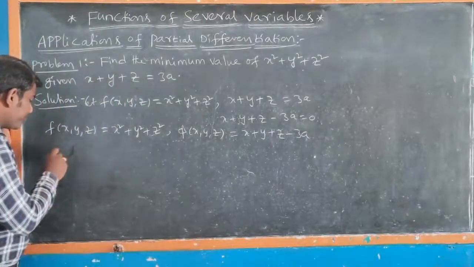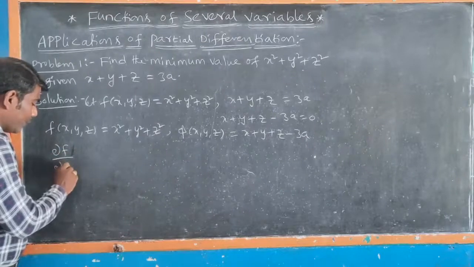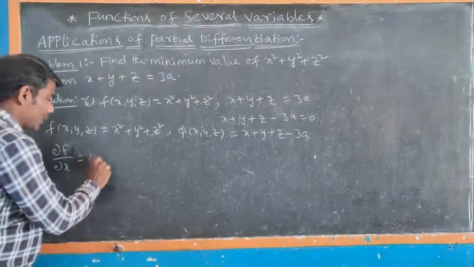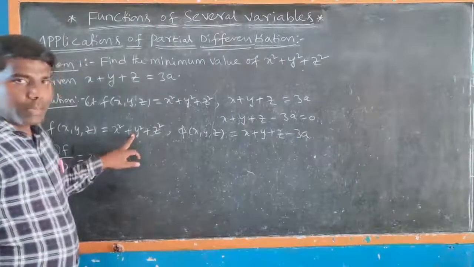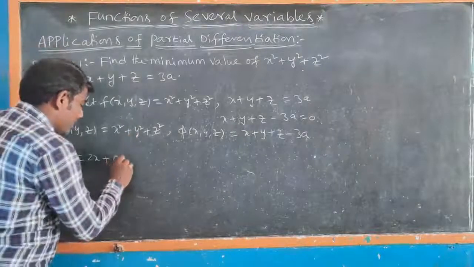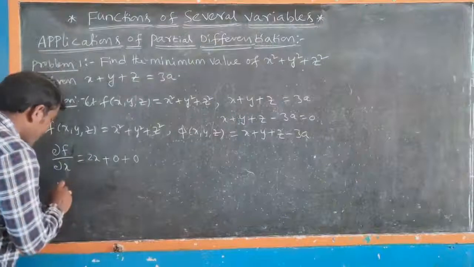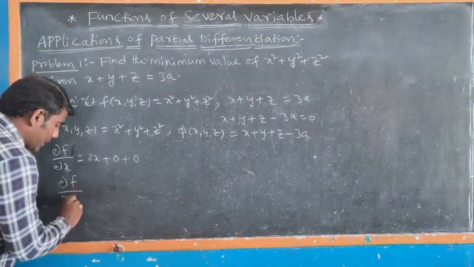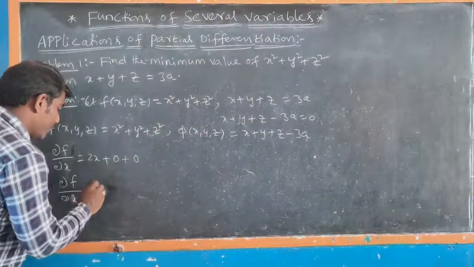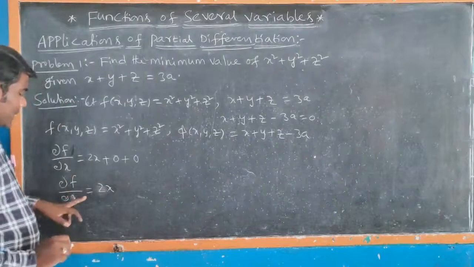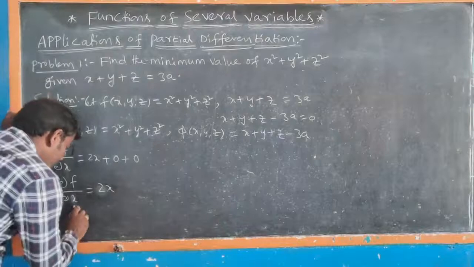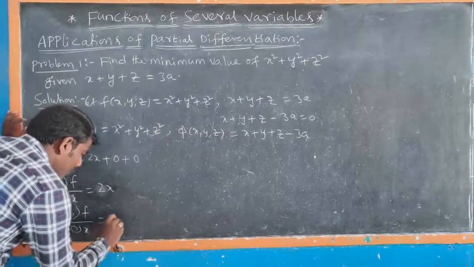Now, dou f by dou x. F with respect to x, the derivative of x square is 2x. Plus, the derivative of y square with respect to x: y and z are constant, so the y square derivative is 0 and the z square derivative is 0. Then finally dou f by dou x is equal to 2x.